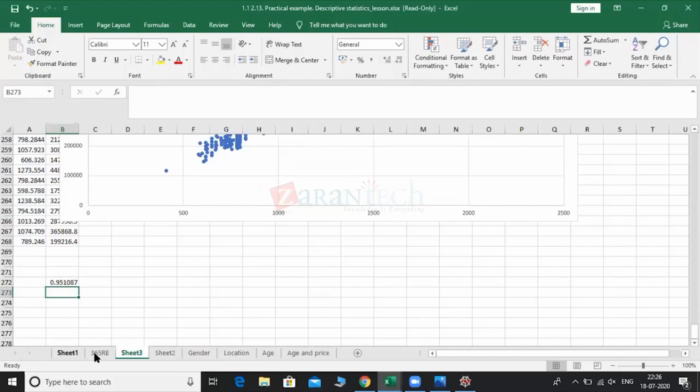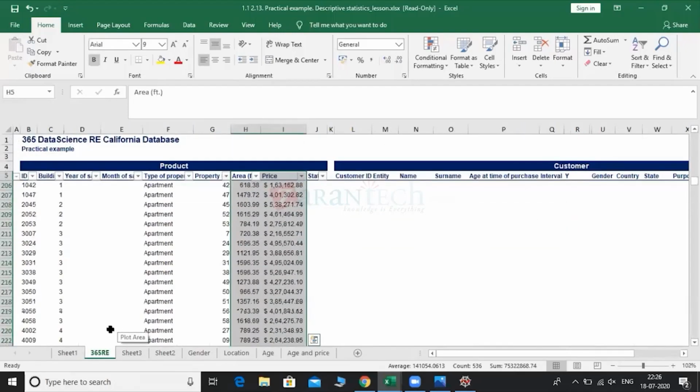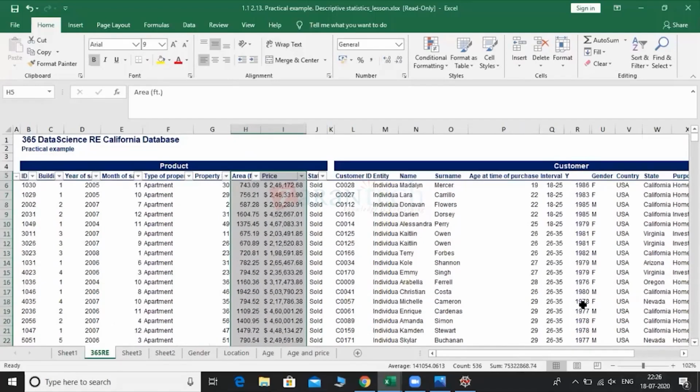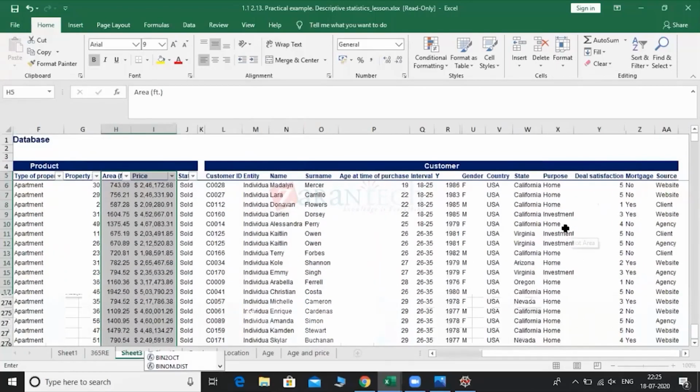So like that, we can do a little more research and some more analysis on this data and see how things are happening, like by age, as we have seen. By country we can see, by state we can check whether the person has bought for home purpose, investment purpose or office purpose. Like that, we can do a lot of analysis on these data points.